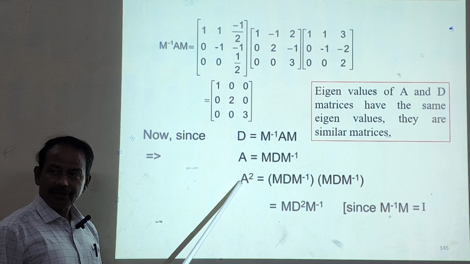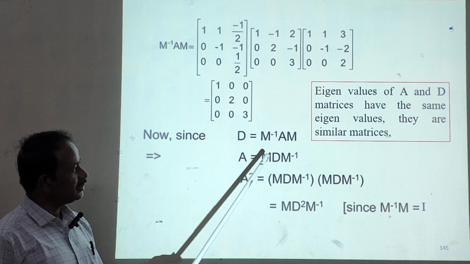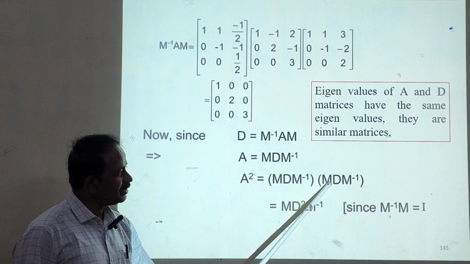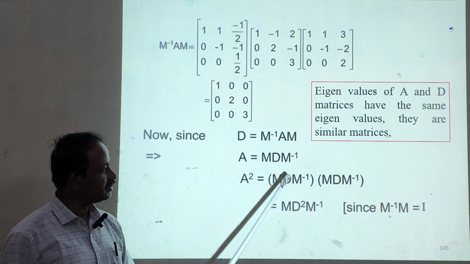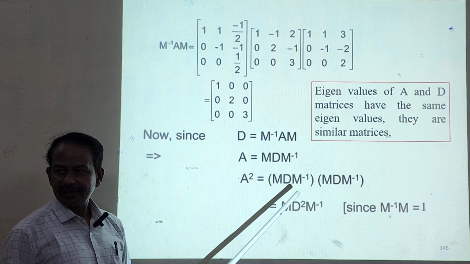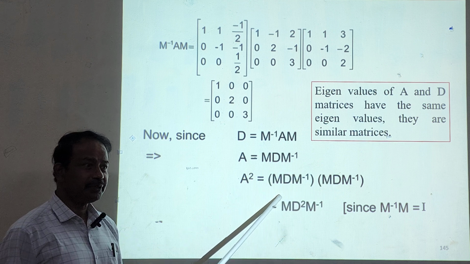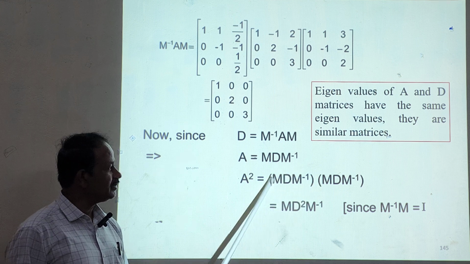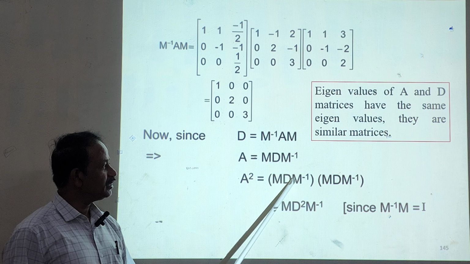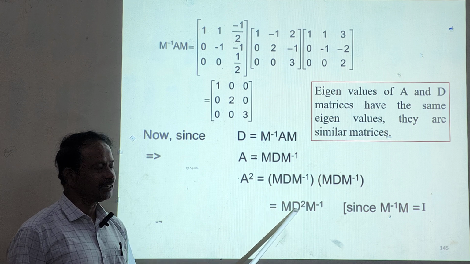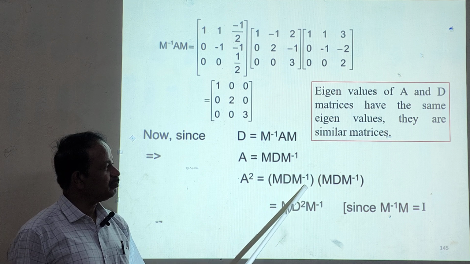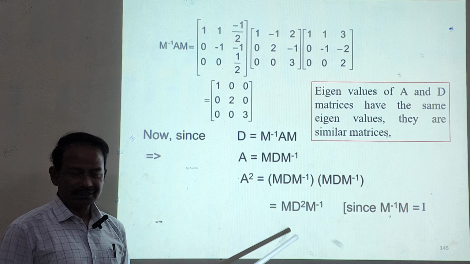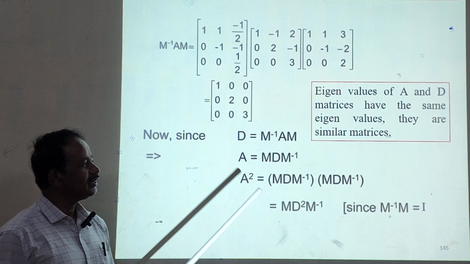Now we need to have A squared. So A squared is this multiplied by this. m inverse m, what is the answer? P inverse P is I. So you will have I here, and this m is here. D multiplied by d will be d squared. Then again m inverse. So you have m d squared m inverse.